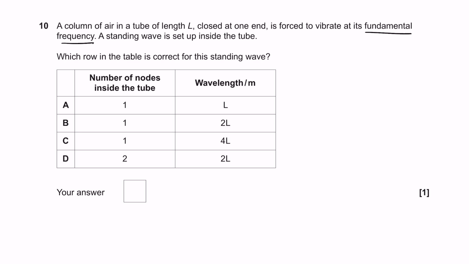Frequency, and remember that if a tube is open at one end and closed at one end, it always starts off with an antinode at the open end and a node at the closed end. Okay, so something like this. And if the length of this tube is L, then clearly L is a quarter of the wavelength. So therefore, over here, the number of nodes obviously is 1, and the wavelength is going to be 4 times L, so C is the answer.